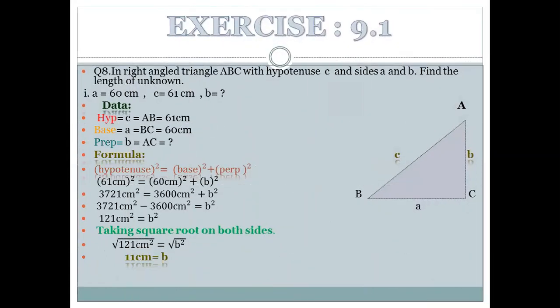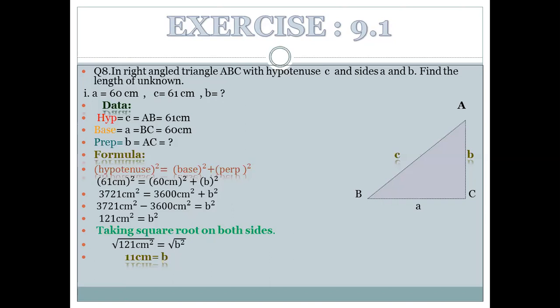Yes, question number 8. In a right triangle ABC with hypotenuse C and the sides A and B, find the unknown length. They didn't draw the diagram here, but you must draw the diagram with each part. They mention that the hypotenuse is C. It means that angle C will be the right angle in this question. And according to this, we see which side is base and which is perpendicular. For all the parts, the perpendicular, base and hypotenuse will be the same.